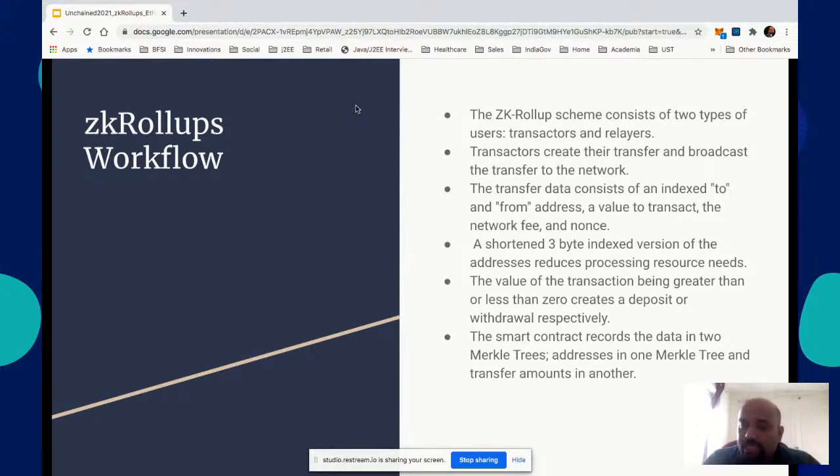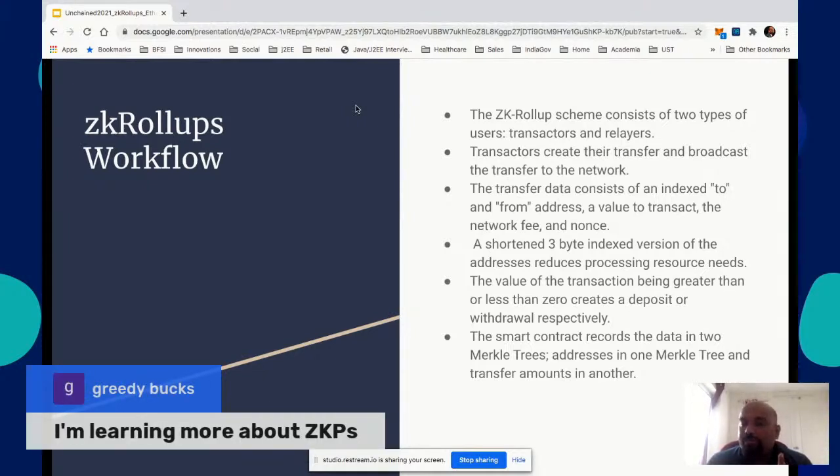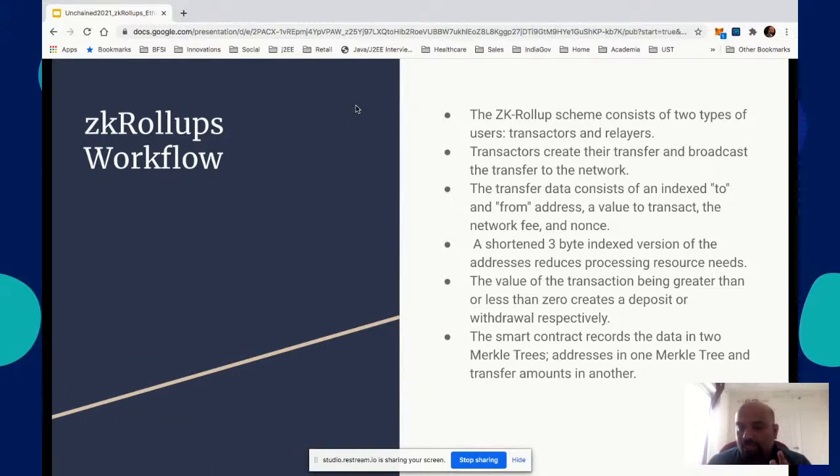The value of the transaction: every transaction value is checked, whether it's greater than, less than, or equal to zero, so that based on that you can deposit or withdraw. You can do either a deposit transaction or a withdrawal transaction. It depends on how much balance you have. If you have a negative balance or zero balance, you can't do it. Only if you have a positive balance will you be able to do the withdrawal.